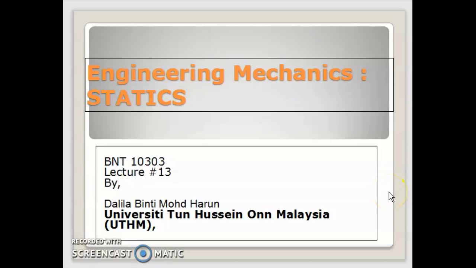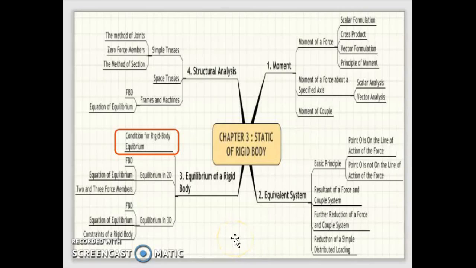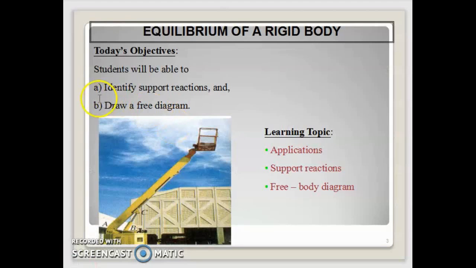Engineering Mechanics Statics Lecture 13. The present lecture will critically review the third subchapter, which is equilibrium of a rigid body. For the first part, which is condition for rigid body equilibrium, the objective is to identify support reaction and draw a free body diagram of the support reaction.